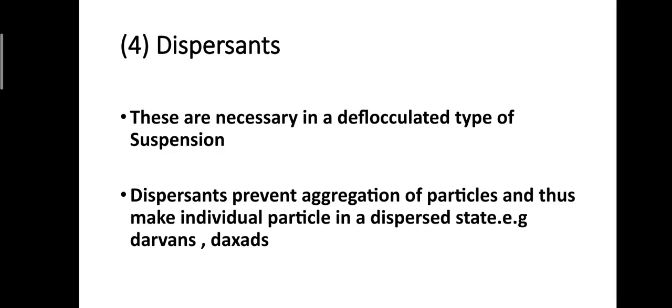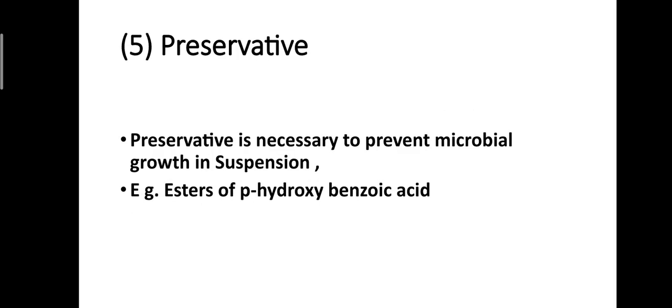Fourth, dispersants. These are necessary in a deflocculated type of suspension. We know there are two types of suspension: first, flocculated, and second, deflocculated. In deflocculated suspension, dispersants are used. Dispersants prevent aggregation of particles and thus keep individual particles in a dispersed state. Examples: Darvan and Dexarts are examples of dispersants.